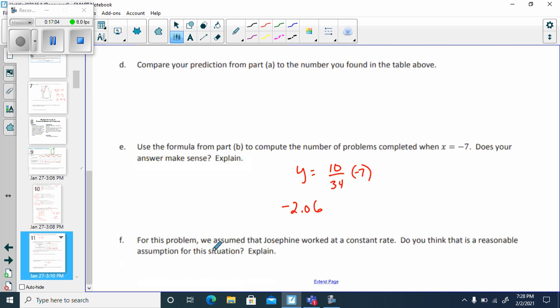All right. For this problem, we assume that Josephine worked at a constant rate. Do you think that's a reasonable assumption for this situation? Probably not, because some of the problems she'll work may be harder or easier than others. So she probably couldn't work problems at exactly a constant rate.